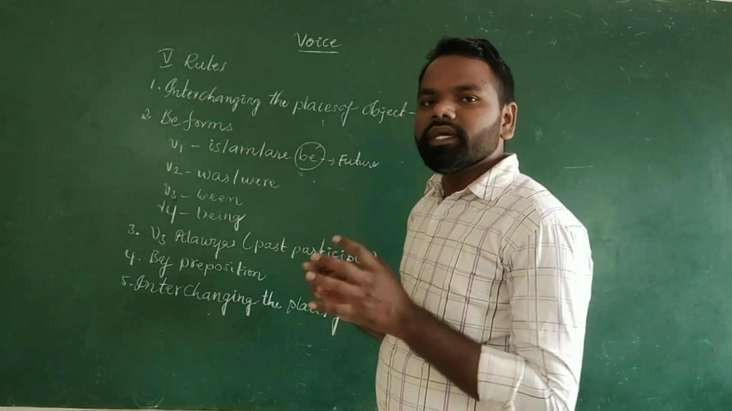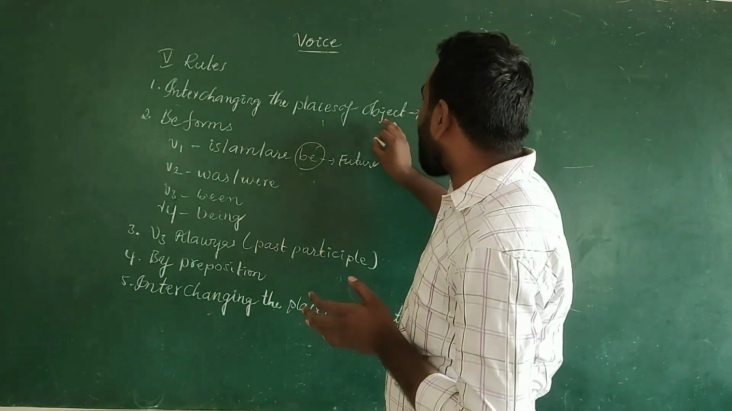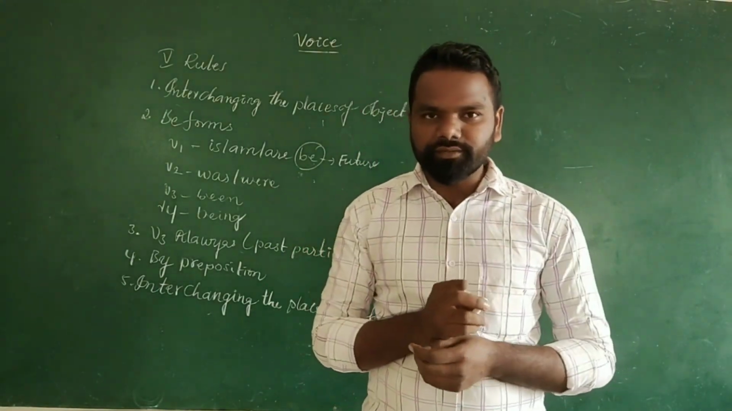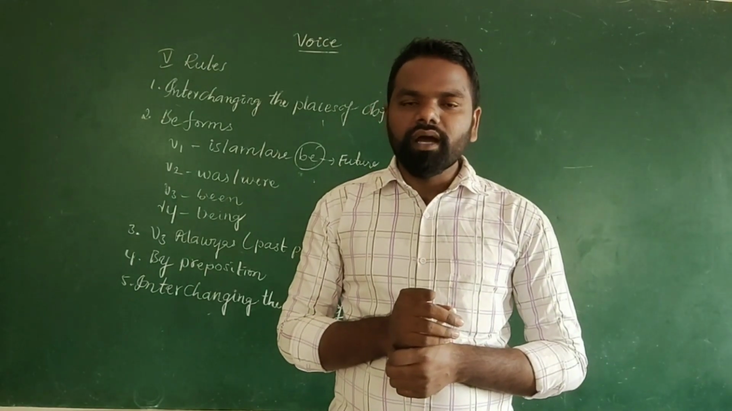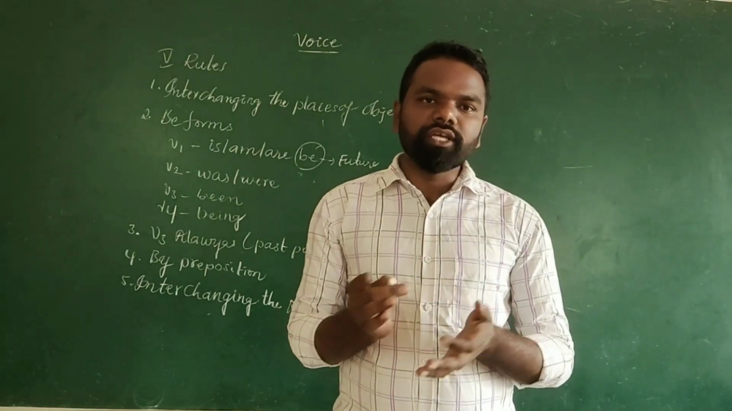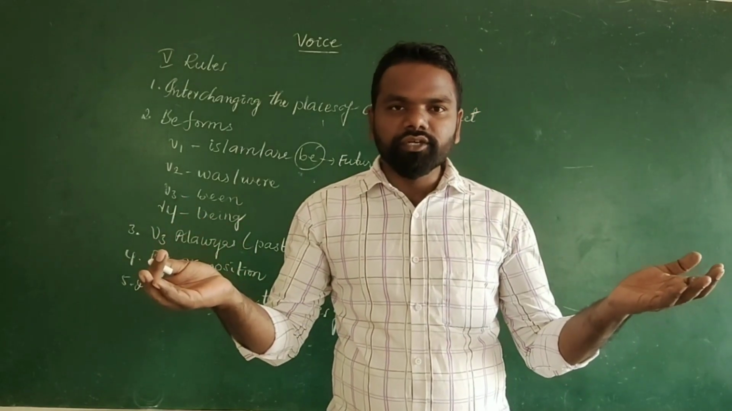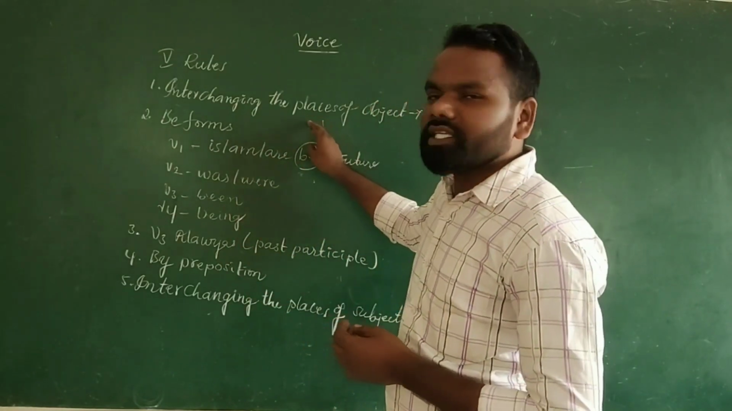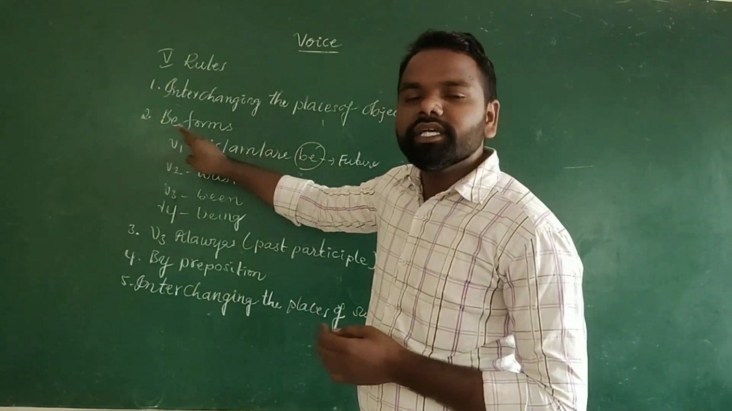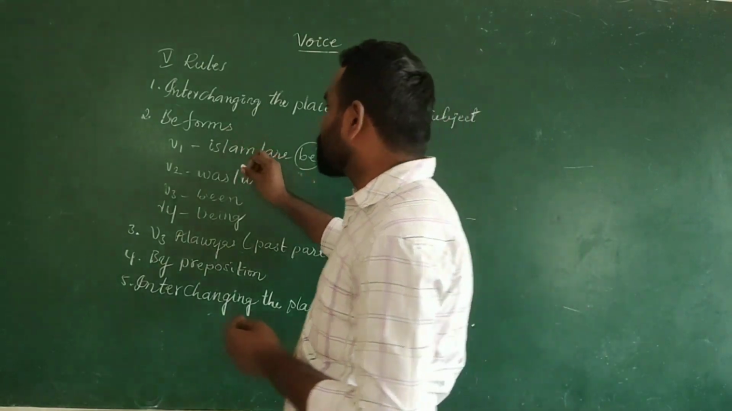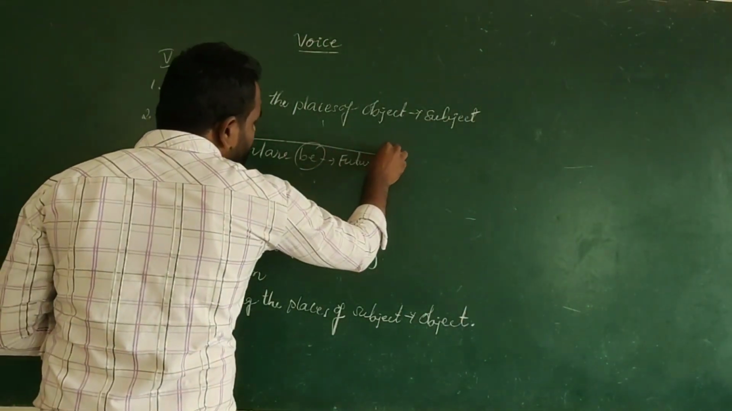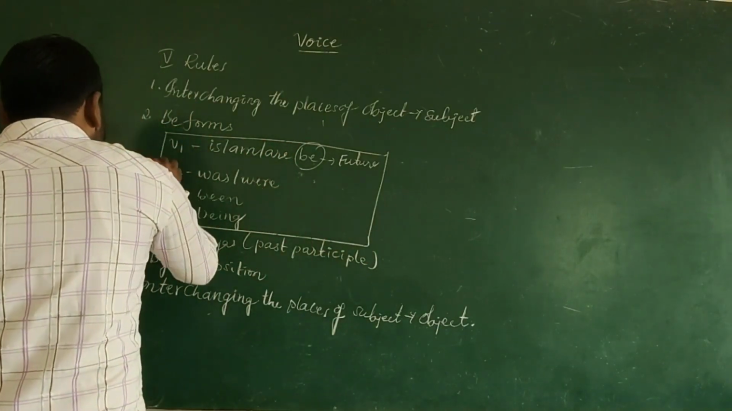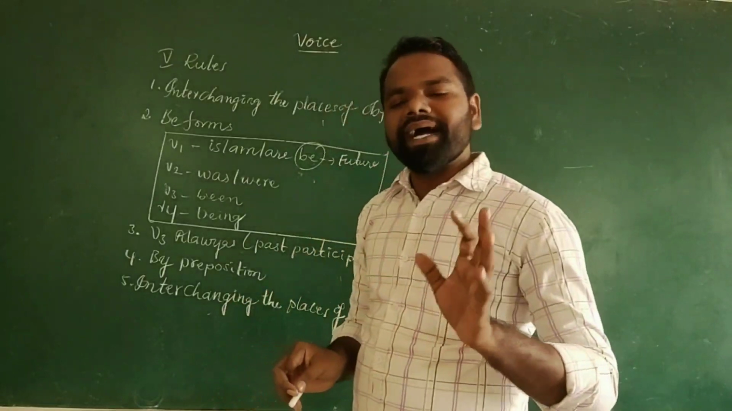The first one is to interchange the places of object to subject. We know very clearly how they change it. They interchange the places: subject place to object, object to subject. Second step is the be forms. These be forms are very important. Then we can keep it clearly in mind, and it could be very easy for us to change active voice to passive voice.